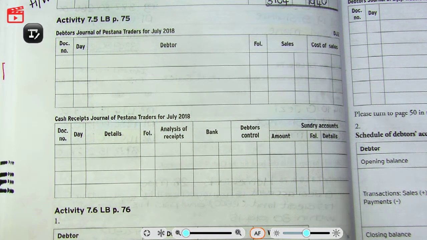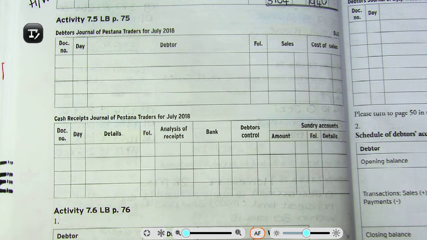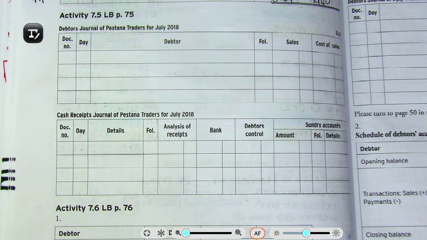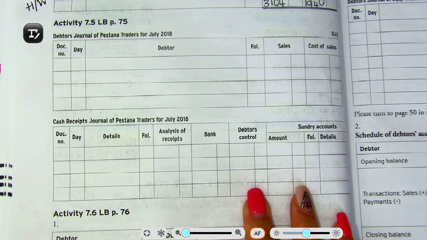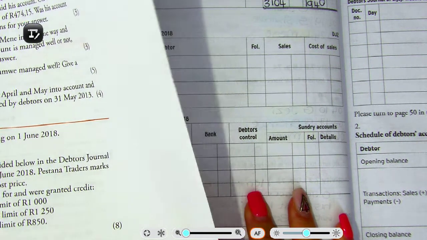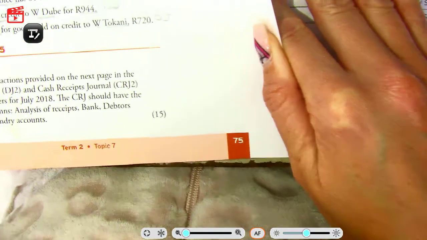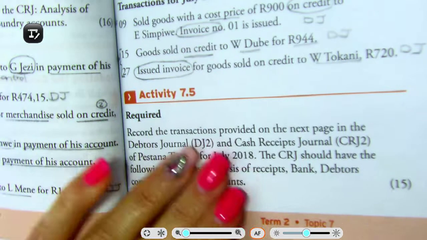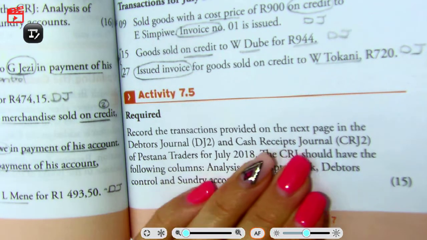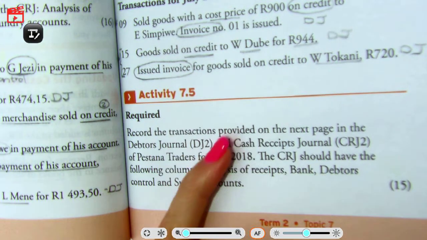I'm going to do this with you. So please have your accounting books open on page 48 and your textbooks on page 75. So activity 7.5 at the bottom there says record the transactions provided on the next page in the DJ and CRJ.